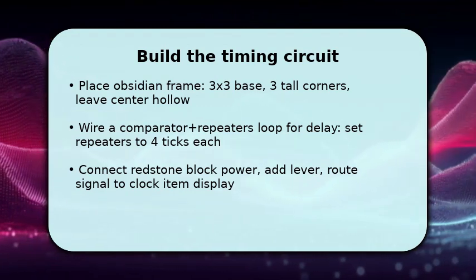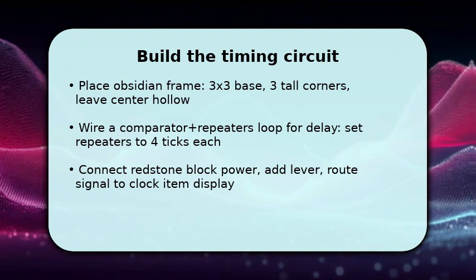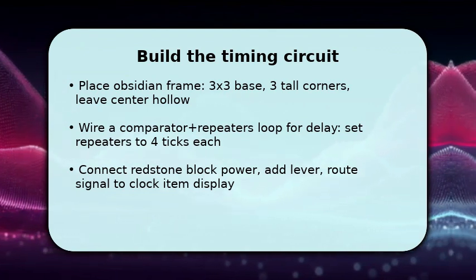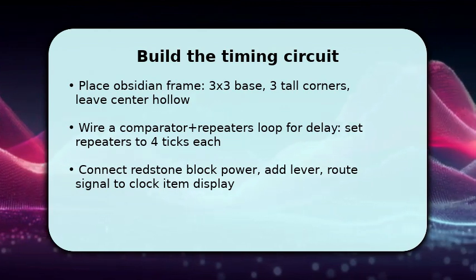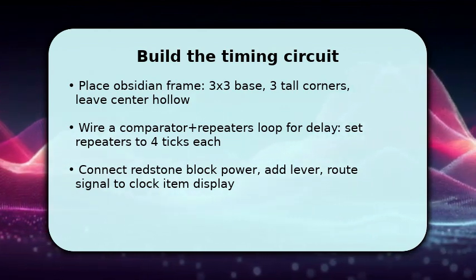Start by completing the obsidian frame and installing glass panes for the viewing chamber. Next, arrange the comparator and repeaters into a loop. Set repeaters to 4 ticks to slow the pulse and create measurable intervals.